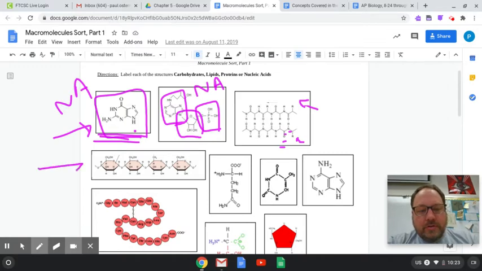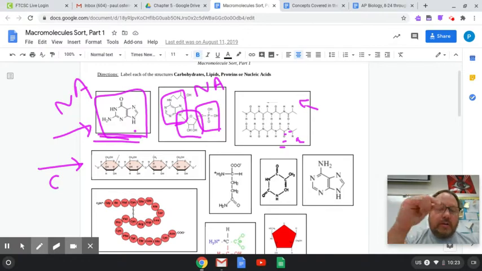This image, it's rings of CHO with a lot of O. So this is a polysaccharide. This goes in the carb category. So we're looking at a carb that's a chain of glucose monomers linked together.